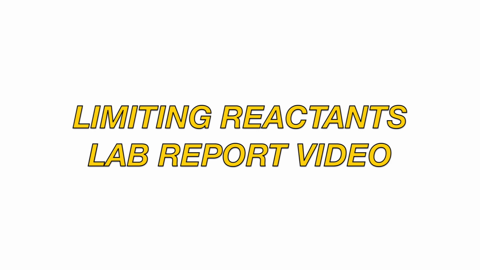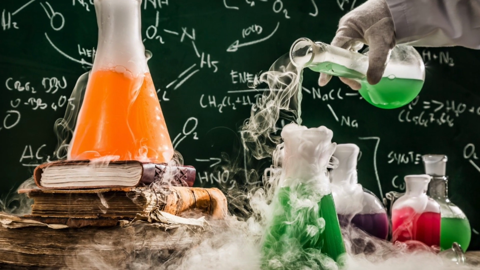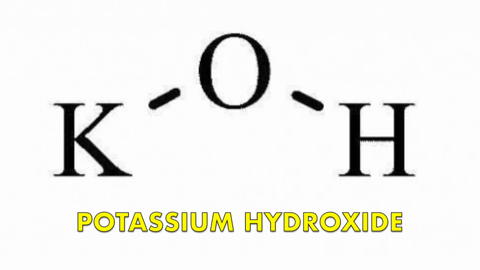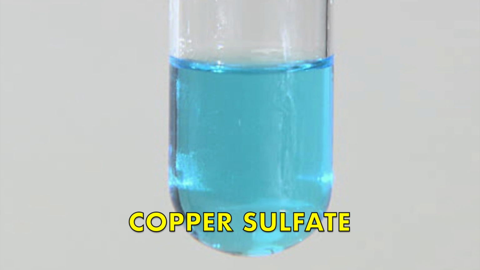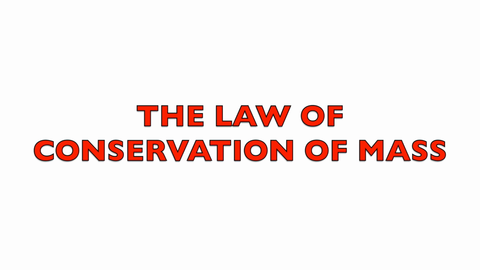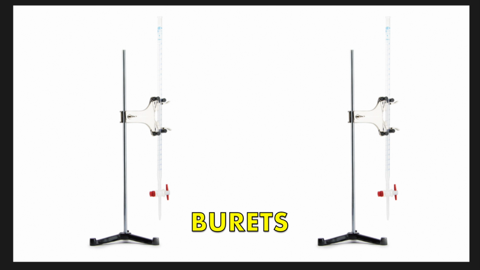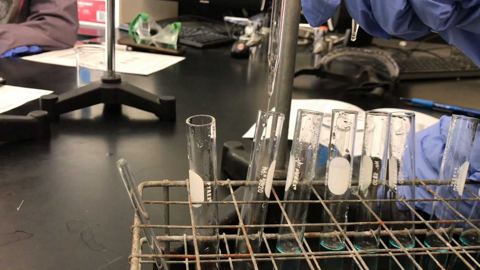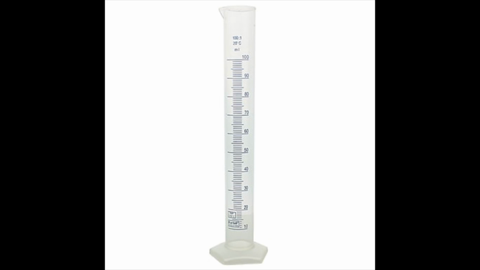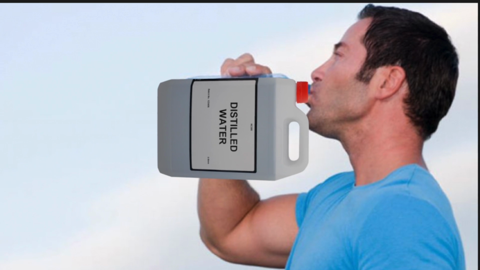Hello, this is our limiting reactant lab report video, in which we will go over the chemical reaction between potassium hydroxide and copper sulfate. This process will demonstrate the main law of stoichiometry, which is the law of conservation of mass. In this experiment, we utilized two burettes, one filled with potassium hydroxide and the other filled with copper sulfate. We also used 8 test tubes, a glass stirring rod, a graduated cylinder, and a bottle of distilled water to conduct this experiment.